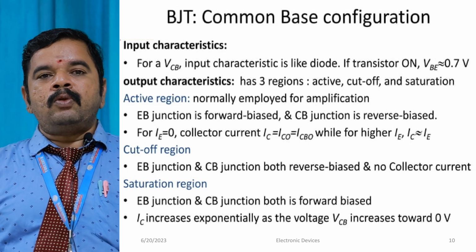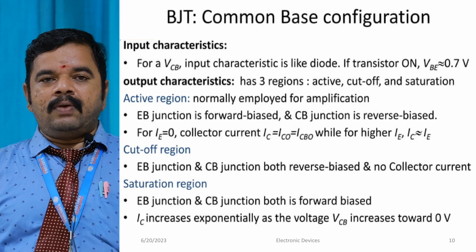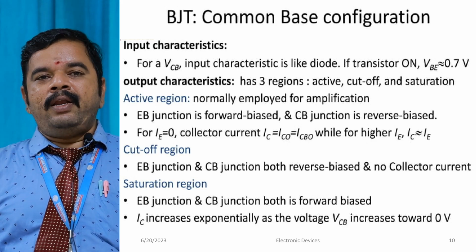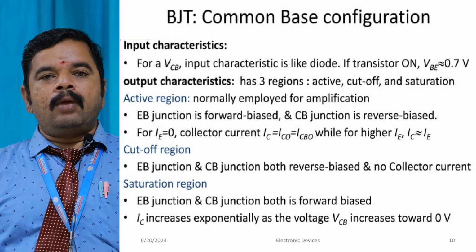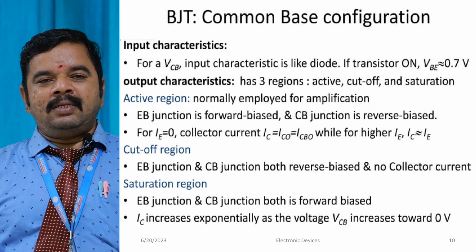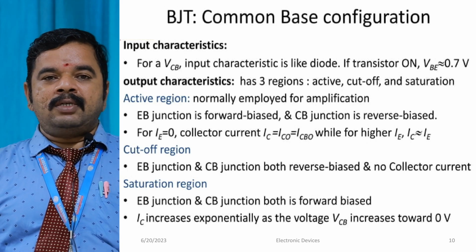At the input side of the common base configuration, we have the emitter base side. The emitter base side is forward biased, so it acts as a normal PN junction diode. The curve looks like the forward bias curve of a PN junction diode. So the curve is that of a normal PN junction diode.